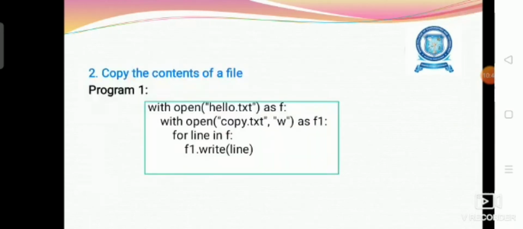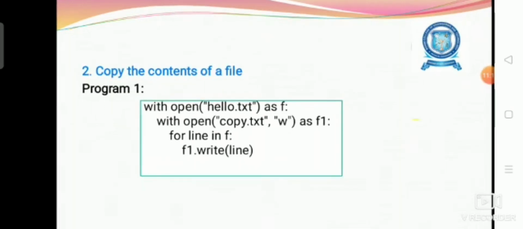Next we can see the second program, that is copy the contents of the file. In 2 ways we can write this program. In the first method we can use the with open statement for file opening, and we are using the for loop for taking the individual line from one file and it will be written into the second file. So let us see the first program.